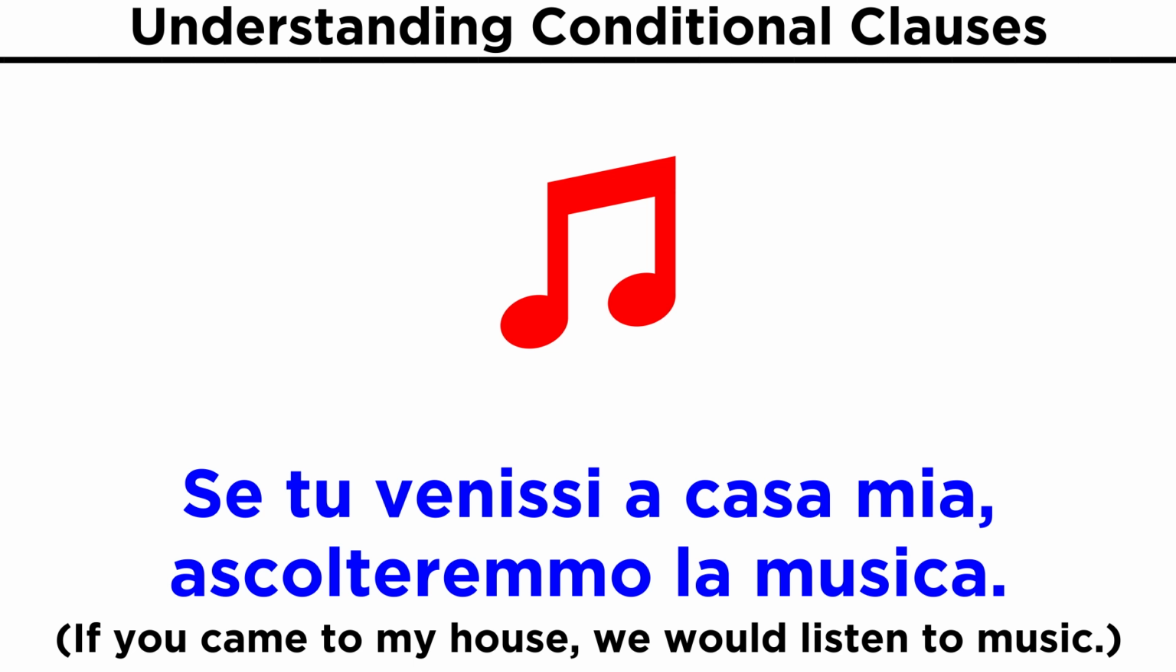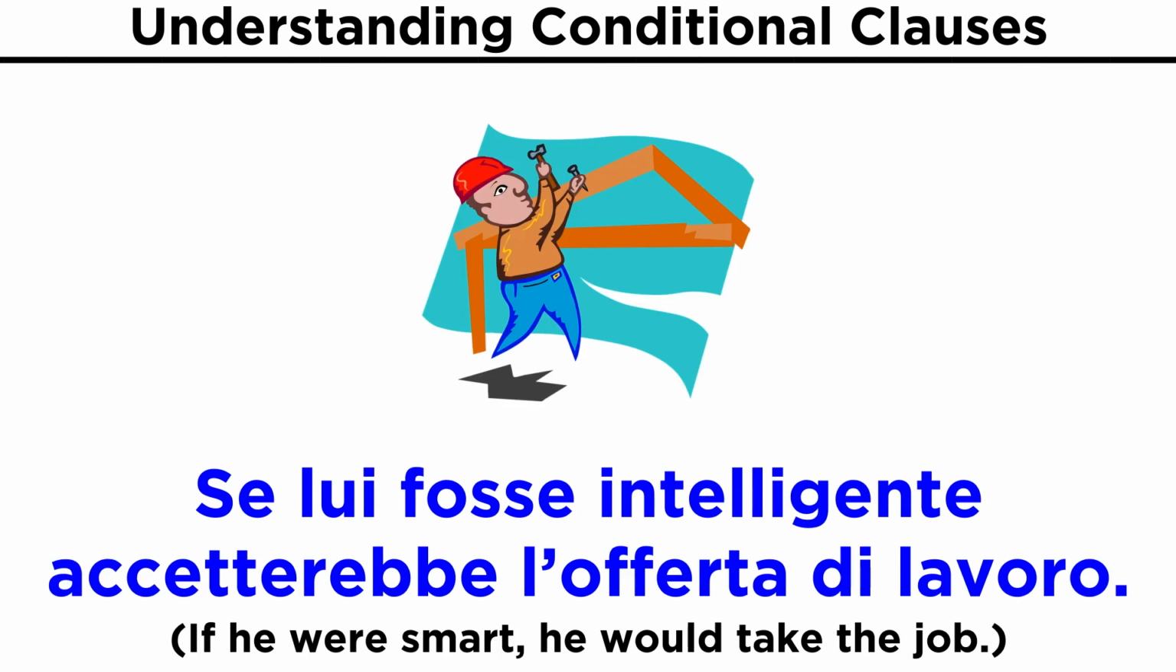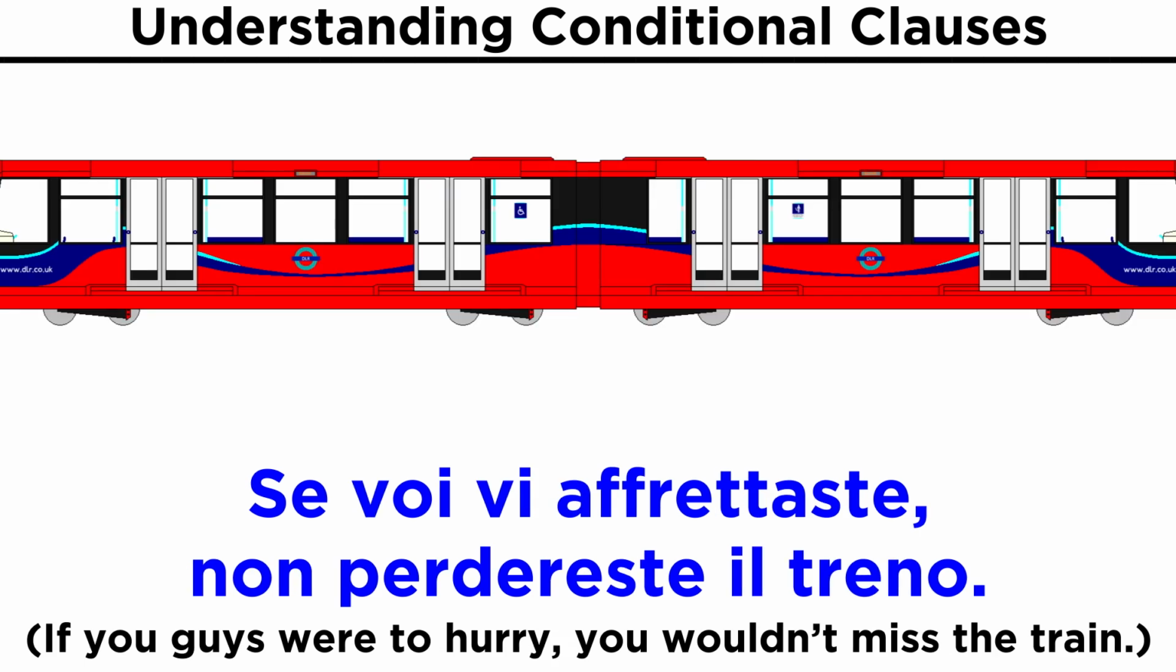Se tu venissi a casa mia, ascolteremmo la musica. If you came to my house, and you very likely can, we would listen to music. Se lui fosse intelligente, accetterebbe l'offerta di lavoro. If he were a smart person, and he certainly could be acting like one, he would take the job. Se voi vi affrettaste, non perdereste il treno. If you were to hurry, and you still can, you would not miss the train.